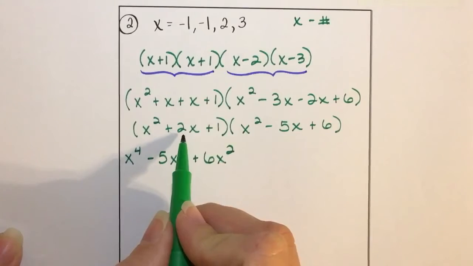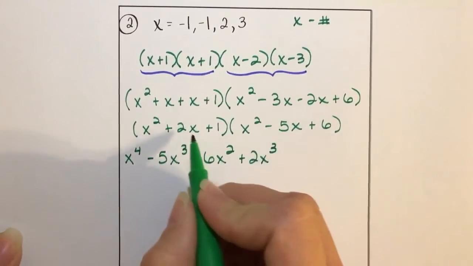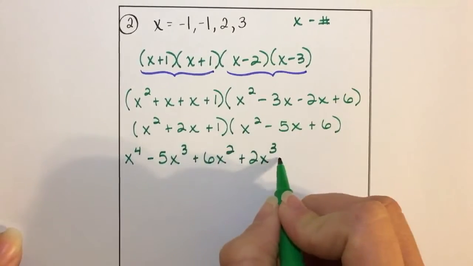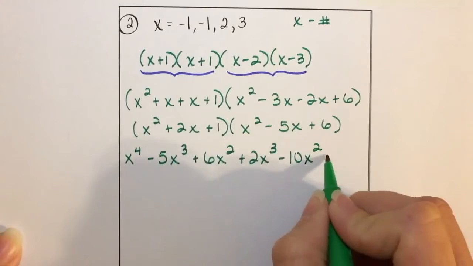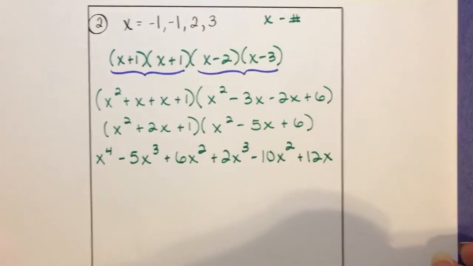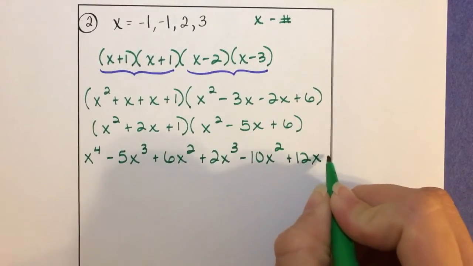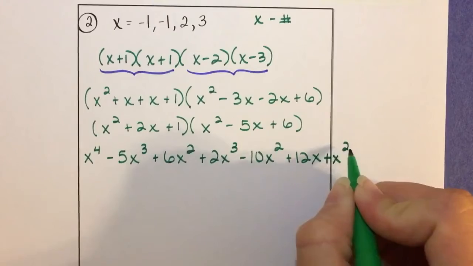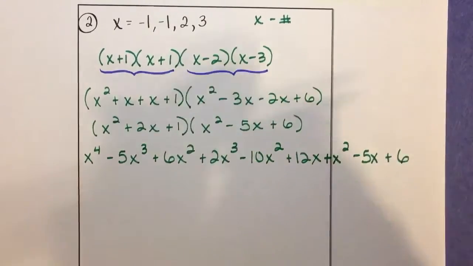Okay, now take the 2x. So 2x times x squared, 2x times -5x, and 2x times 6. Okay, let me scoot it over. So now I've got to take the 1. So 1 times x squared, 1 times -5x, and 1 times 6.